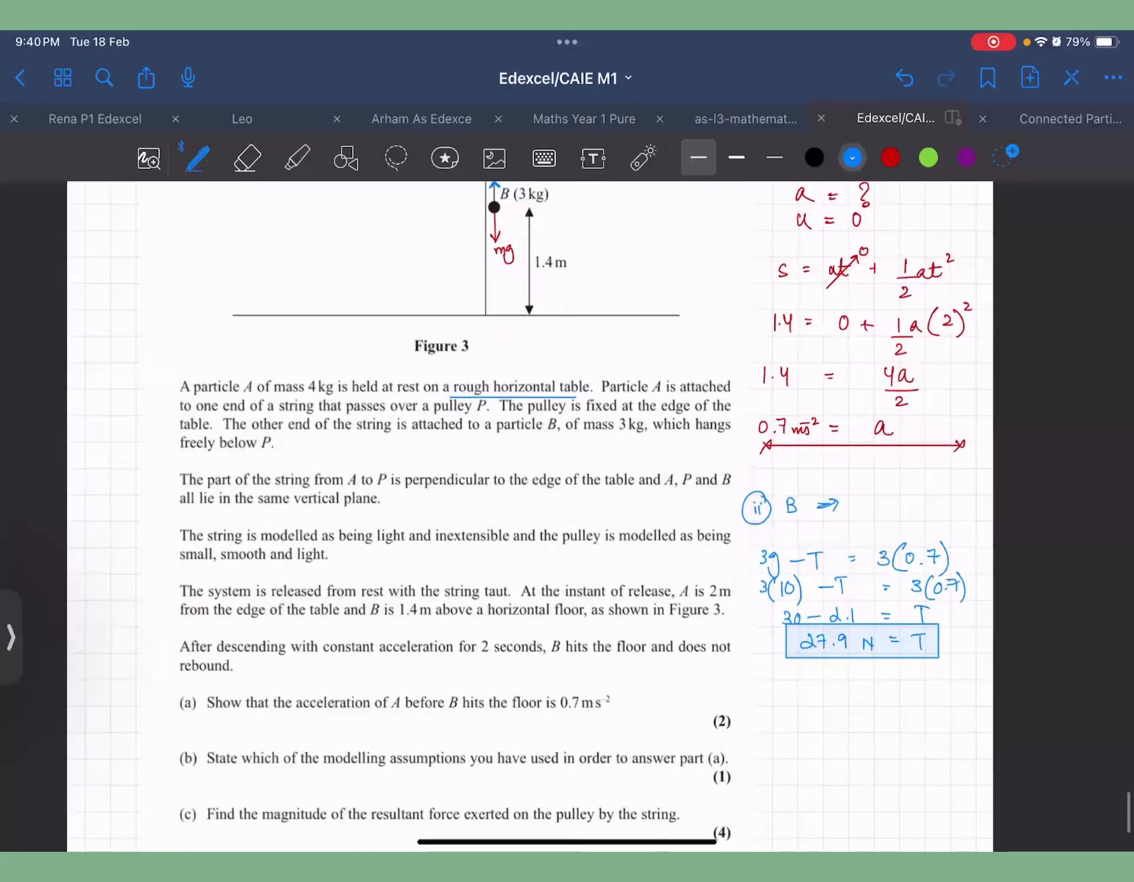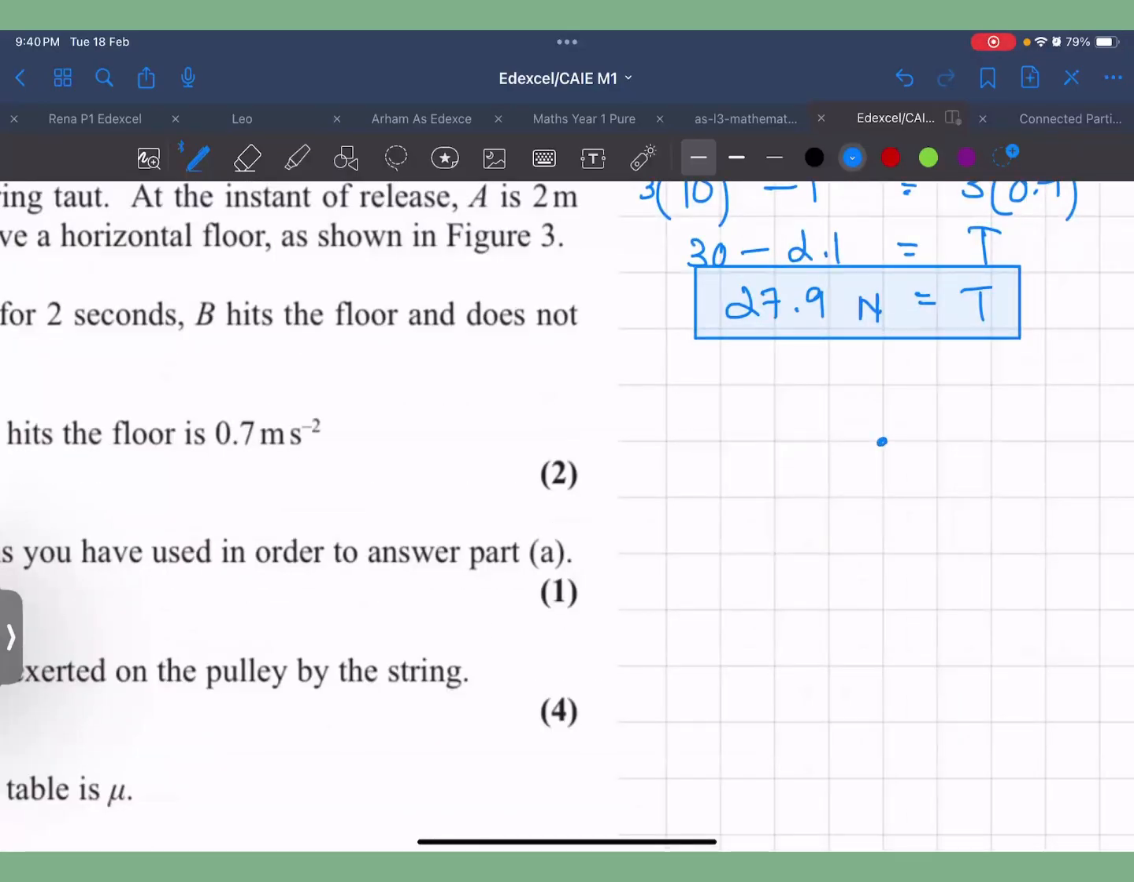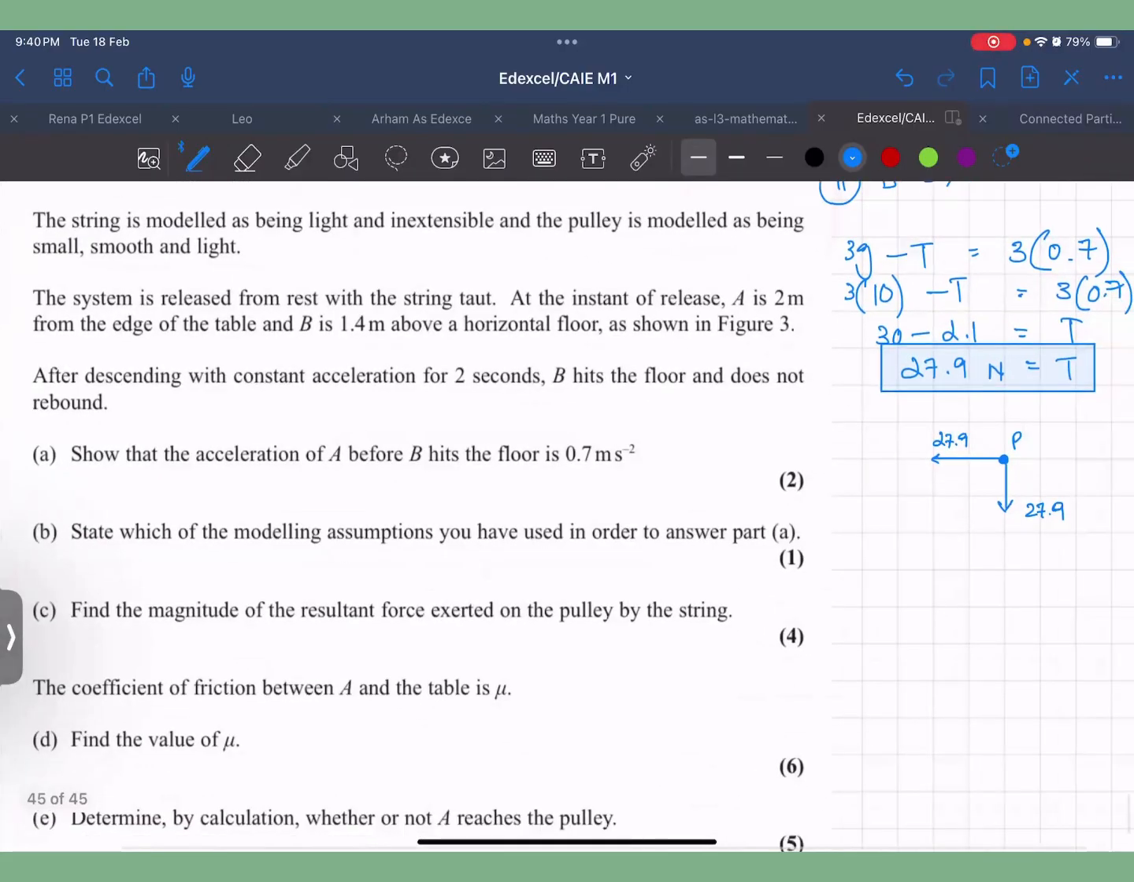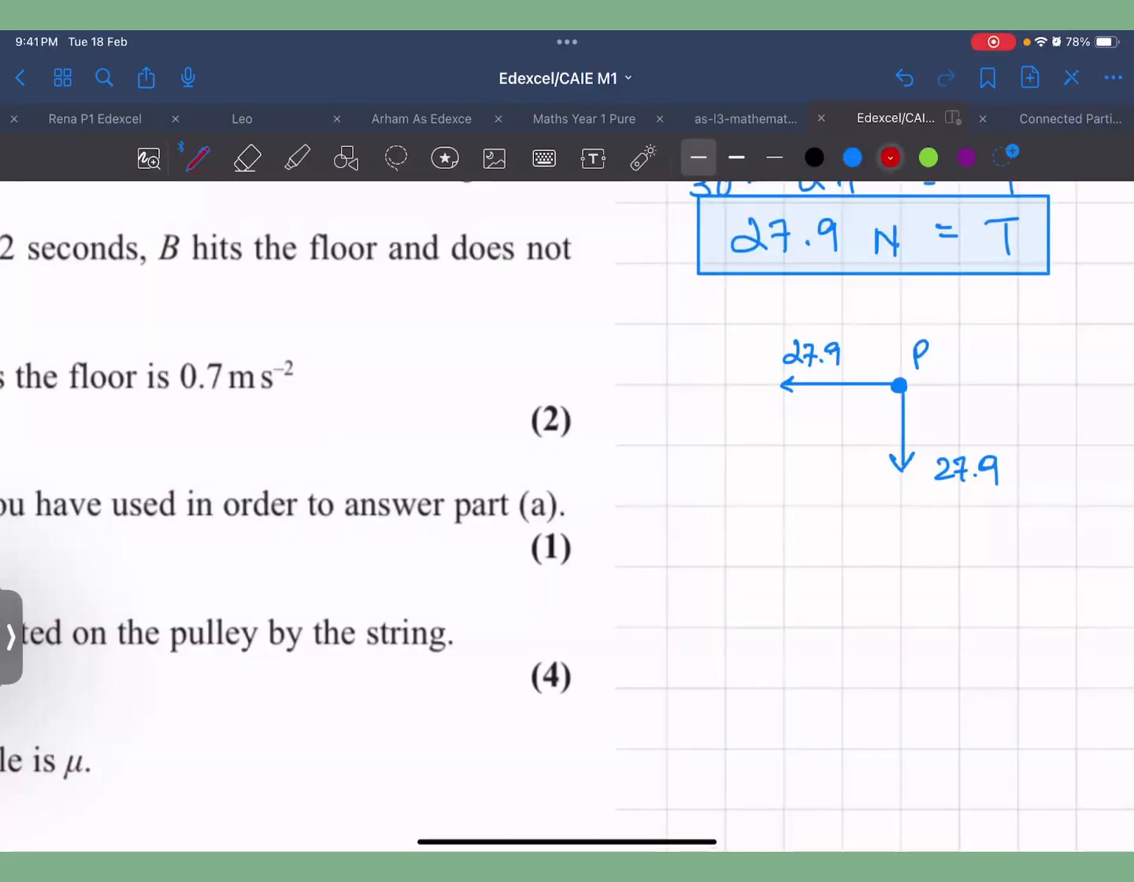Okay, and now on the pulley, if I take the part of the pulley only, let's suppose this is the P point pulley. There is a point which is pulling it like that. This is tension, which is 27.9, and this is also the tension, 27.9. They are asking us to get the resultant force because of this, right? Find the magnitude of the resultant force. So the resultant force would be the sum of horizontal forces, which is negative 27.9 on the left side, and the sum of vertical forces, which is negative 27.9.